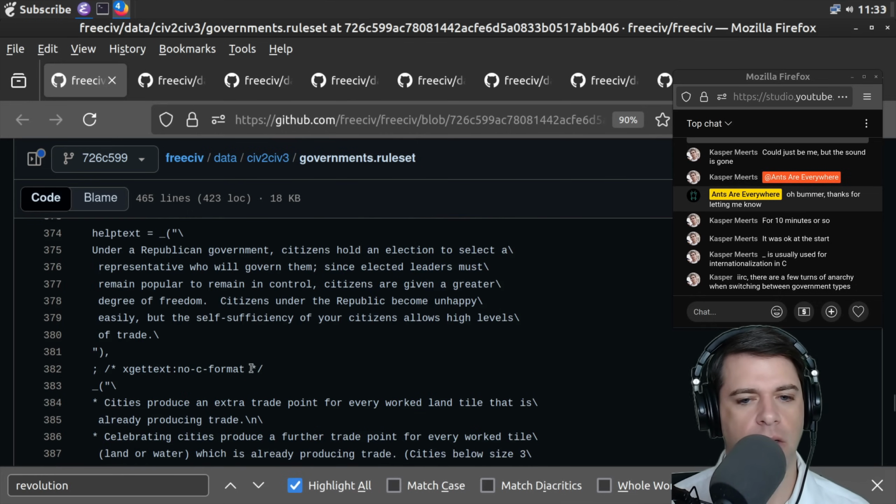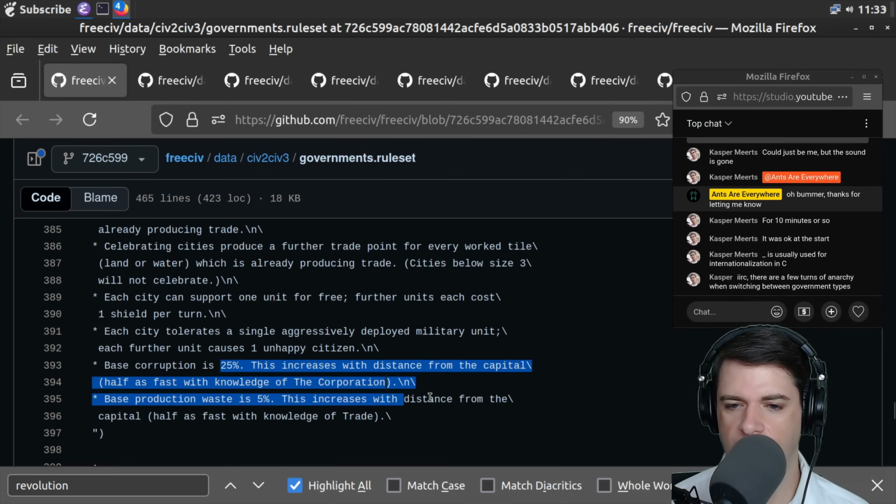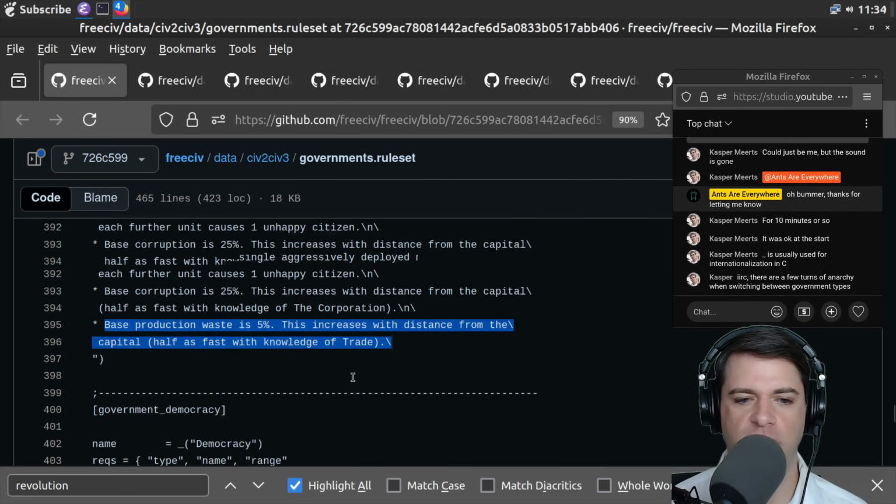And I think above monarchy, is that right? This increases with distance to the capital half as fast with knowledge of the corporation. Half as fast. Wait, knowing about corporations makes you less corrupt? Base production waste is 5%. This increases with distance from the capital.